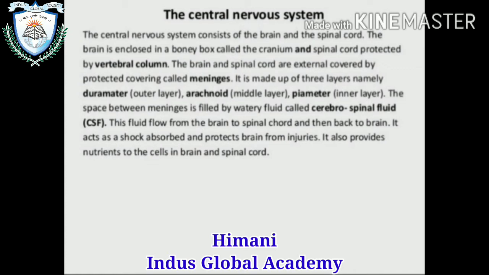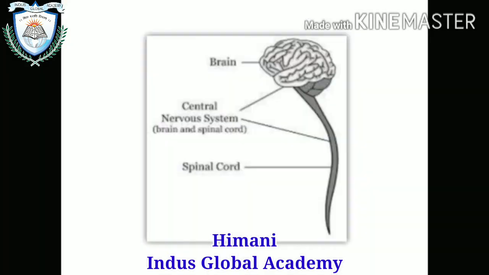The space between these layers is filled by a watery fluid known as cerebrospinal fluid, or CSF. This fluid flows from the brain to the spinal cord and then back to the brain. It acts as a shock absorber and protects the brain from injuries. It also provides nutrients to the cells present in the brain and spinal cord. So this is a diagram of the CNS, which consists of the brain and spinal cord.